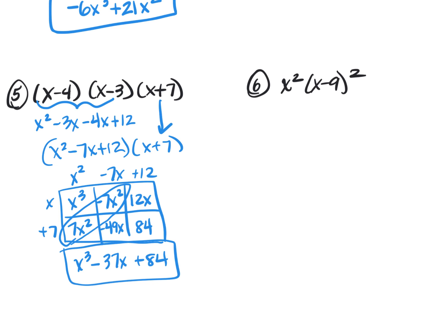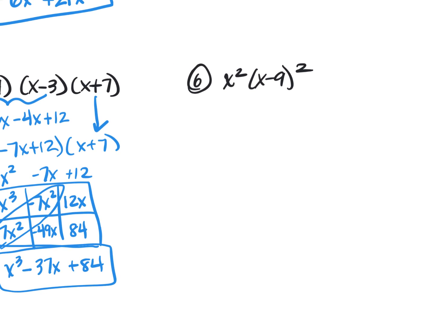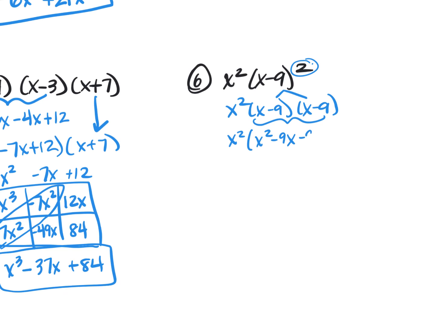All right, let's try this last one together, number 6. So notice I have a binomial being squared here. I want to expand that first. I'm going to do the FOIL part first. Could you do it in a different order? You sure could. So if I do that, I'm going to have x squared times, when I FOIL this, I get x squared minus 9x plus 81. Clean that up. That's going to be negative 18x plus 81.